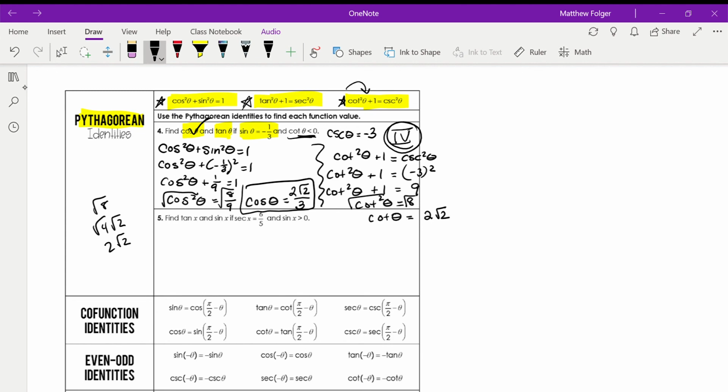Notice I left some space in front of it there. And the reason I did that is, again, we're in the 4th quadrant. Well, is cotangent positive or negative in the 4th quadrant? It's negative. So the cotangent of theta needs to be negative there as well.